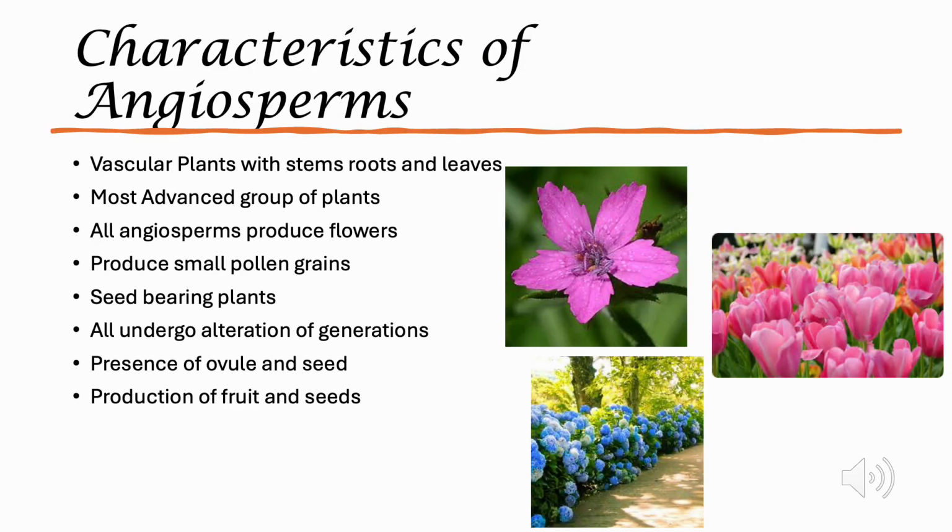Characteristics of angiosperms. Angiosperms are vascular plants with stems, roots, and leaves. They are the most advanced group of plants, and they all produce flowers because they're seed-bearing plants. They all undergo alternation of generations, and they produce fruit and seeds.